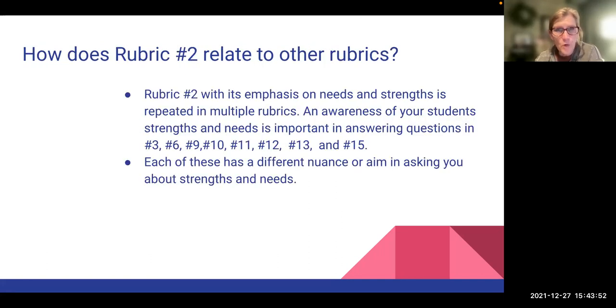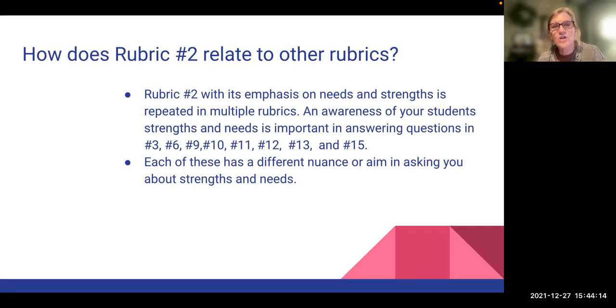Rubric 2 is a really important one for you to pay attention to and focus on, because when you can identify the student's strengths and needs and give evidence for them, this information will serve you well when you're filling out 3, 6, 9, 10, 11, 12, 13, and 15. So a lot of rubrics, especially rubric 12, comes back more specifically to strengths and needs.